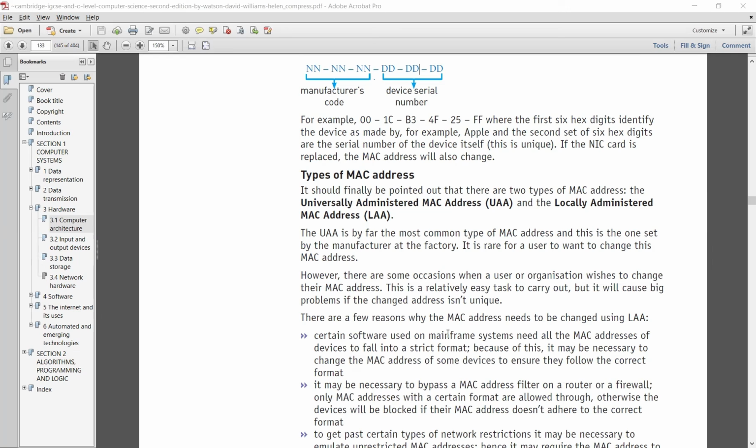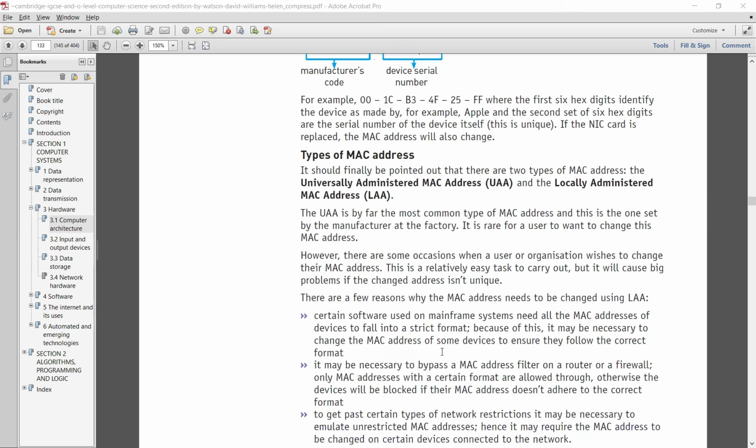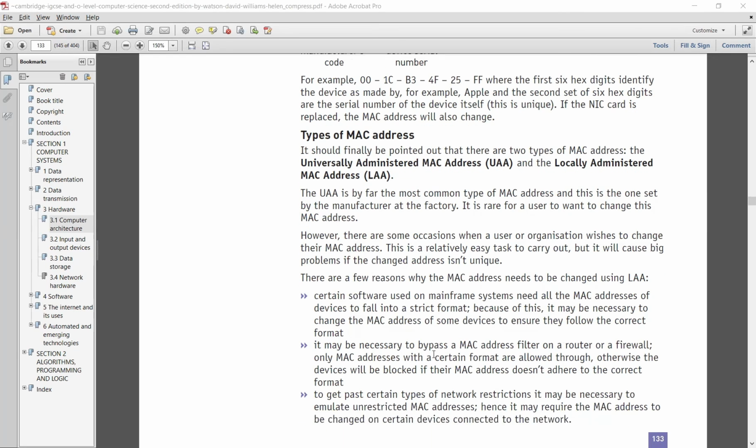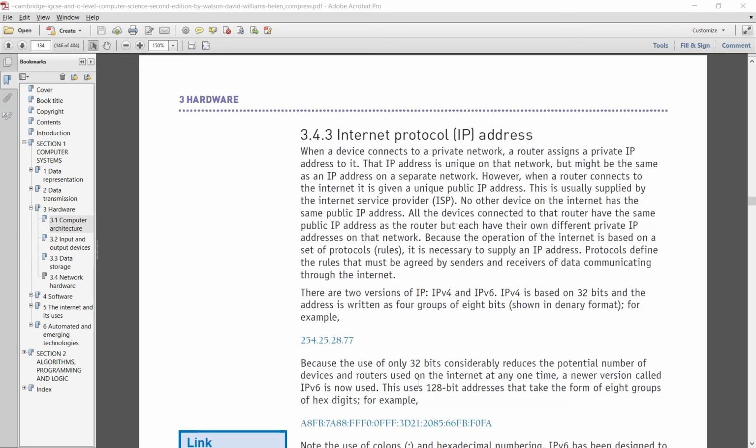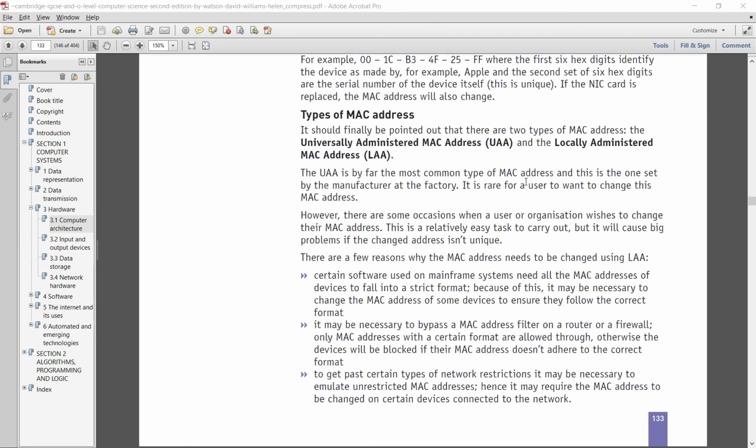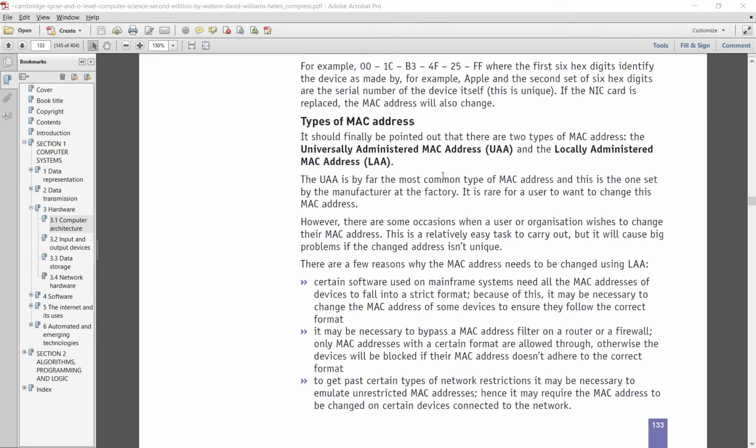For example, maybe some mainframe systems want all the MAC addresses to follow a certain format, or to bypass a MAC address filter in a router or firewall, we need to have MAC addresses follow a certain format. Then they can be changed also. So there are certain situations where the MAC addresses are changed only. Otherwise, the MAC addresses remain constant, which are your universally administered MAC addresses, which we call UAA.